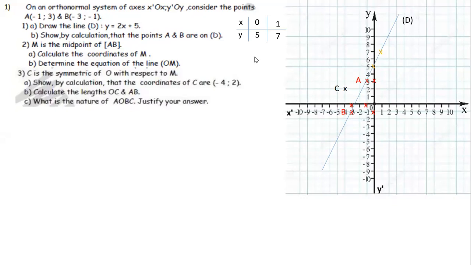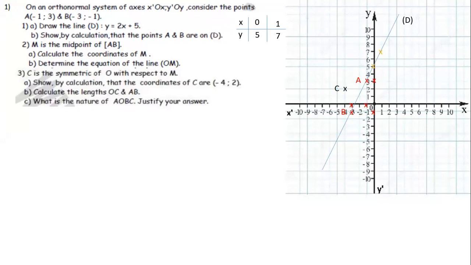Please read part B, Alex. Show by calculation that the points A and B are on D. So we have two points A and B. We should show by calculation that these two points are on D or belong to D. Okay. How can we show, Alex, that A belongs to D? How? Well, I'm not exactly sure how to do this question, but I'm going to try my best.